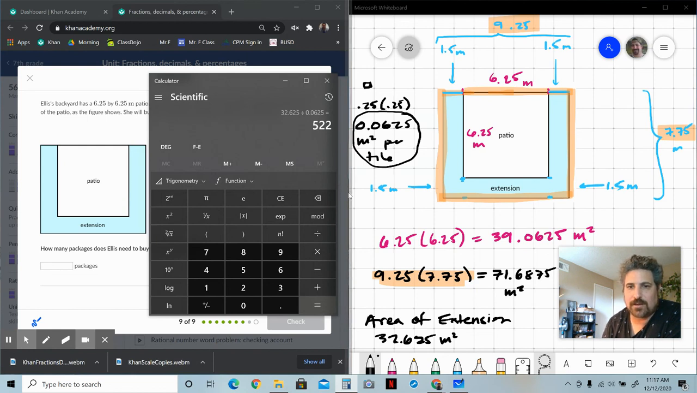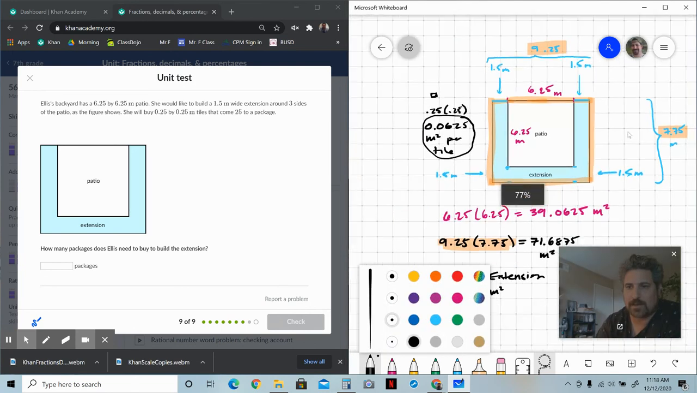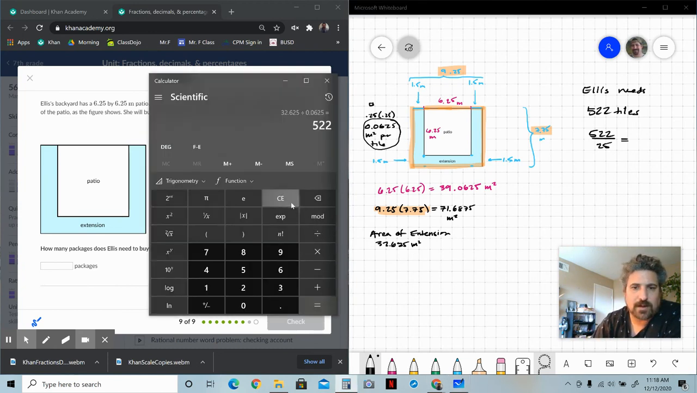So we know that this person needs to buy 522 tiles, right? So that's the first thing we can zoom out and write down. So after all that work, what we figured out is that Ellis needs 522 tiles. All right. Now they come in packages of 25 each, right? So you take that 522 and divide it by 25, and that's going to give you the number of packages that you need to buy. So what's 522 divided by 25? 522 divided by 25 is 20.88.